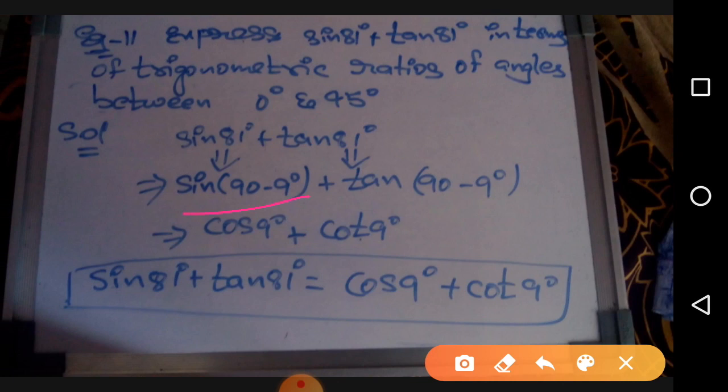So sine of 90 minus theta is cos theta, so sin of 90 minus 9 is cos 9. Here it is. And tan of 81, that is tan of 90 minus 9, so what is tan of 90 minus theta? It is cot theta, that is cot 9. Thus sin 81 plus tan 81 is equal to cos 9 plus cot 9.